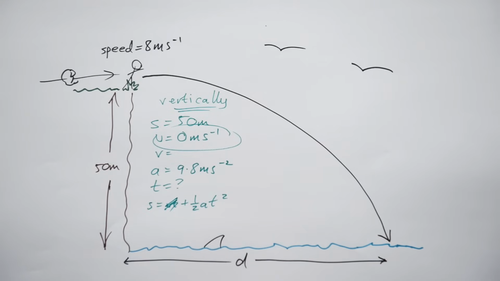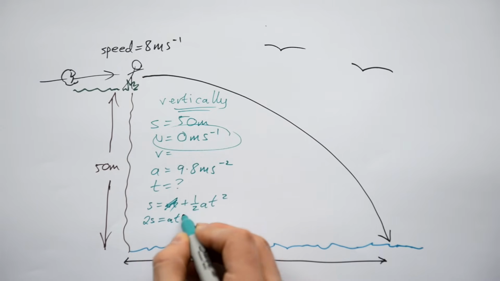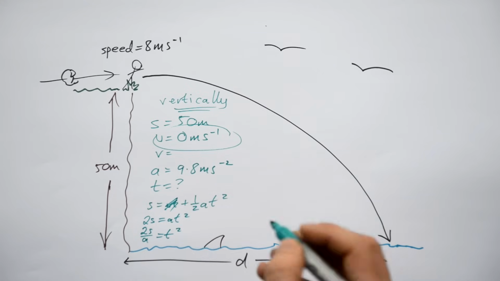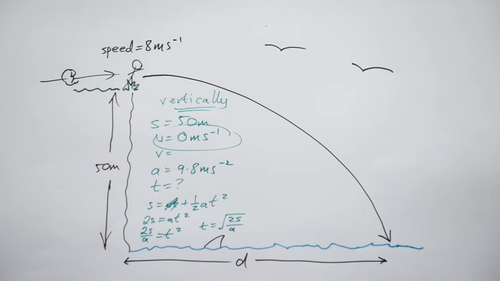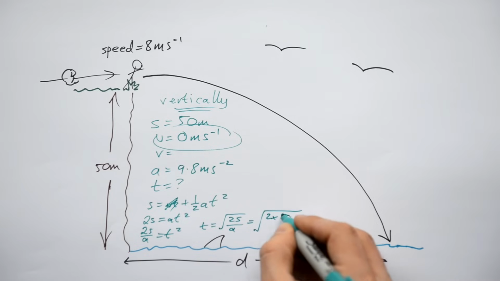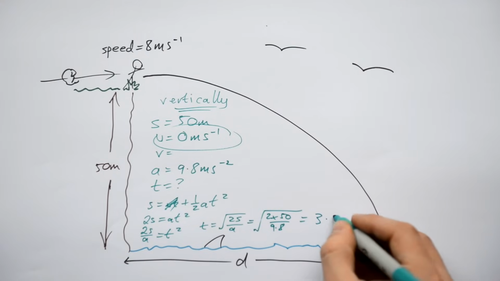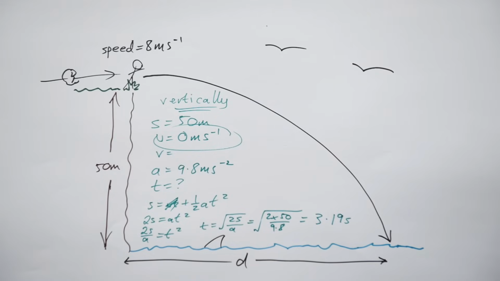And we need to rearrange it to find t. So let's do this one step at a time. 2s equals at squared. So I can say 2s divided by a is t squared. Finally, that means square rooting the whole lot gets us t is the square root of 2s divided by a. Pop that into my calculator. So I'm going to have the square root of 2 times 50 divided by 9.8. That gives me a time of 3.19 seconds.